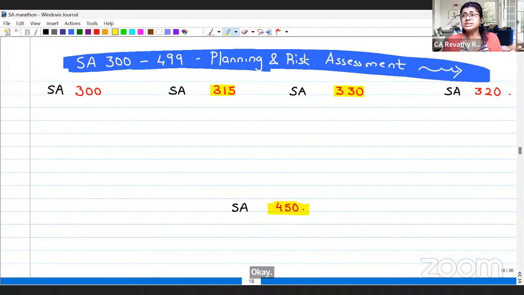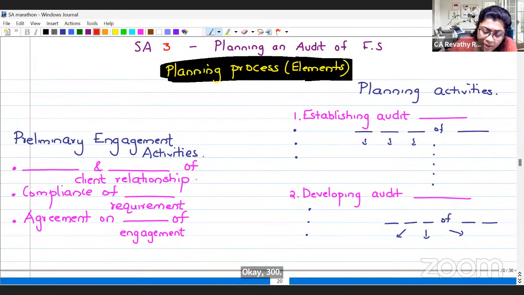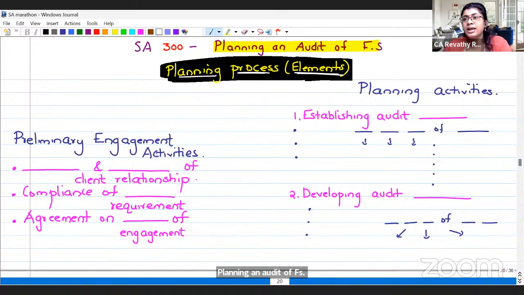Okay, order. 300. May I know the name of the essay? 300 is planning an audit of FS. The planning process or planning elements is divided into 2 steps. First, P, preliminary engagement activity.